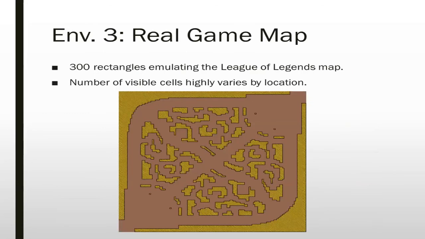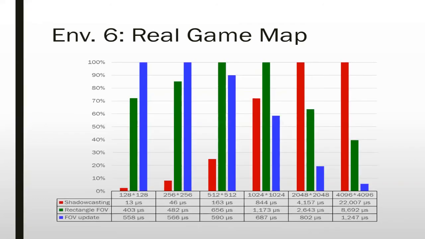Lastly, the third environment is meant to simulate the game map from the game League of Legends, which is probably the most popular game that uses field of vision today. This environment is a bit of a mix of the previous two. There are some long pathways with large sight lines, and also clustered areas with low sight lines. This environment ends up being a bit of a mix between environments 2 and 3.